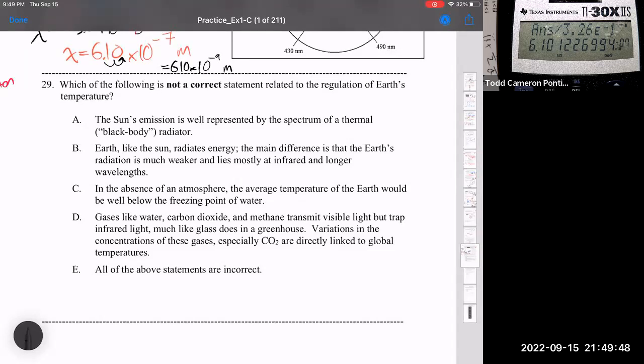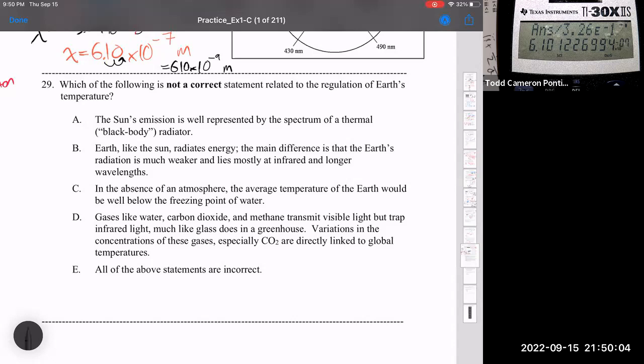This is true. Earth, like the sun, radiates energy. The main difference is that the Earth's radiation is much weaker. That's true, thankfully for us, and mostly at infrared and longer wavelengths. So this one is also true. Lower energy is being emitted from the Earth.